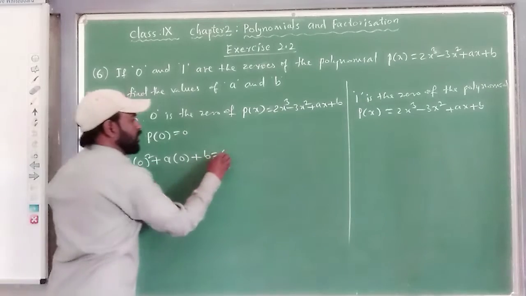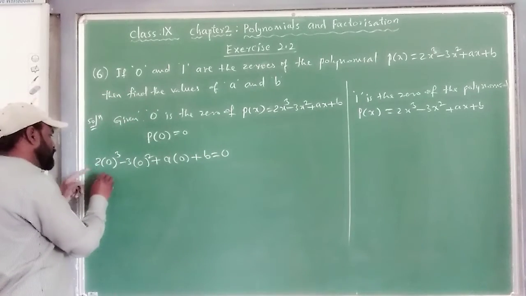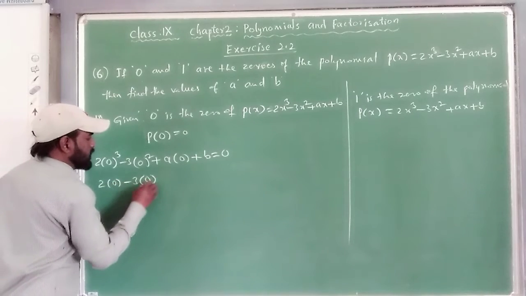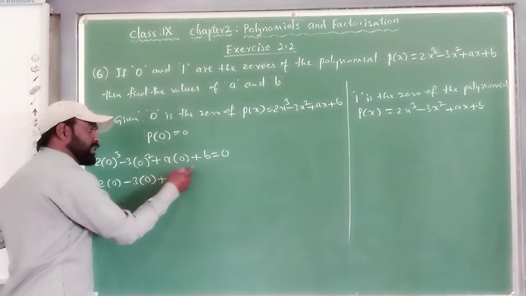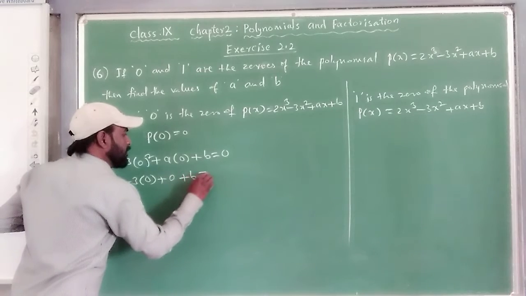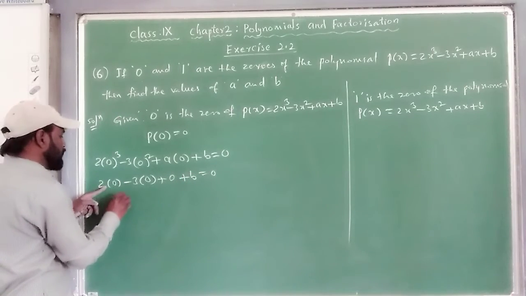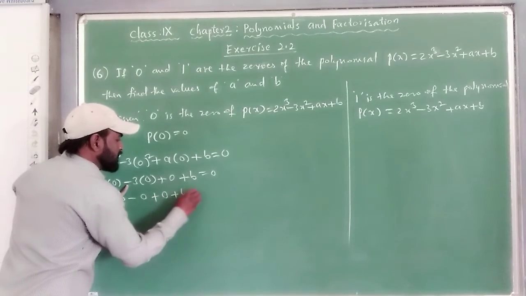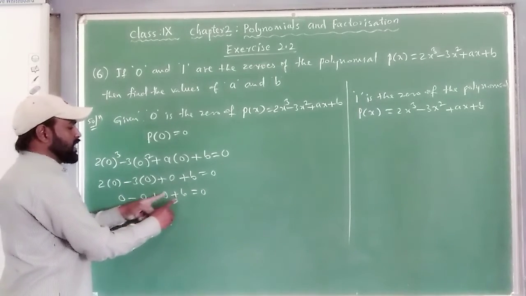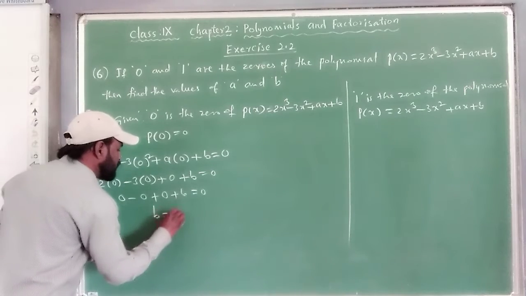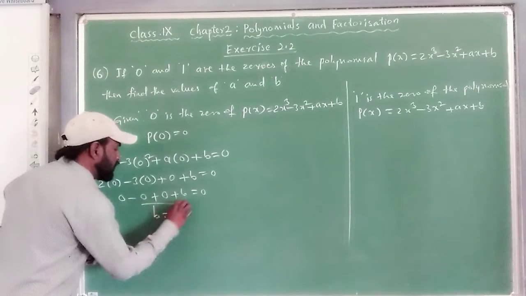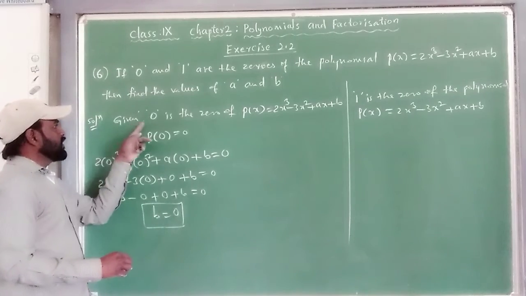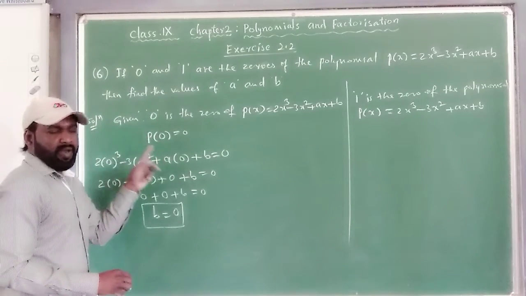Now 2 into 0 cube is 0 only, minus 3 into 0 square is 0 only, plus a into 0, anything into 0 is 0 only, plus b. So 0 minus 0 plus 0 plus b is equal to 0. All zeros only, only b is remaining. That means what is the value of b? b is equal to 0. We got the b value by using the fact that 0 is one of the zeros of the polynomial.